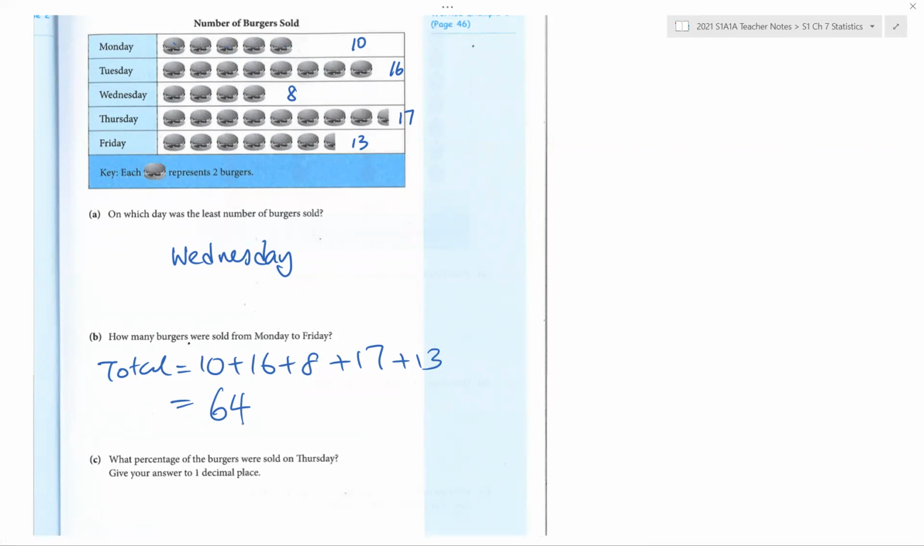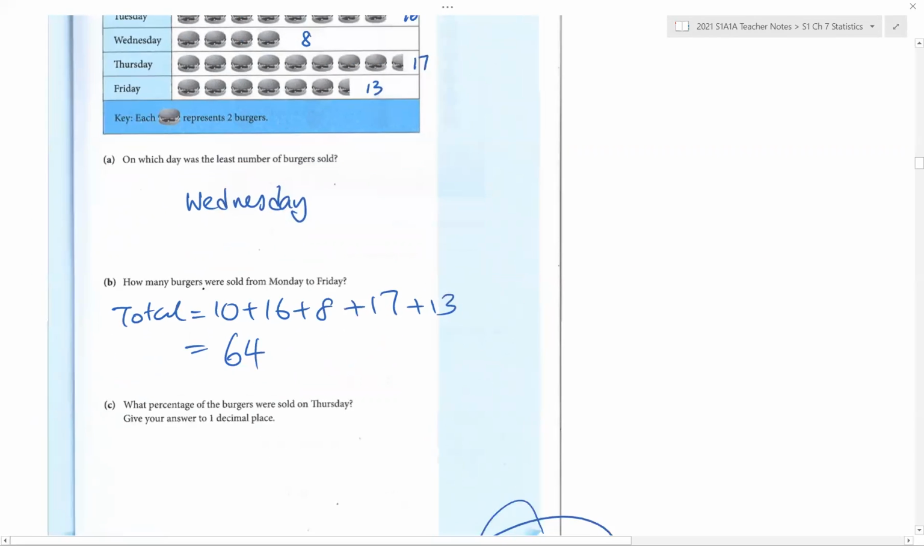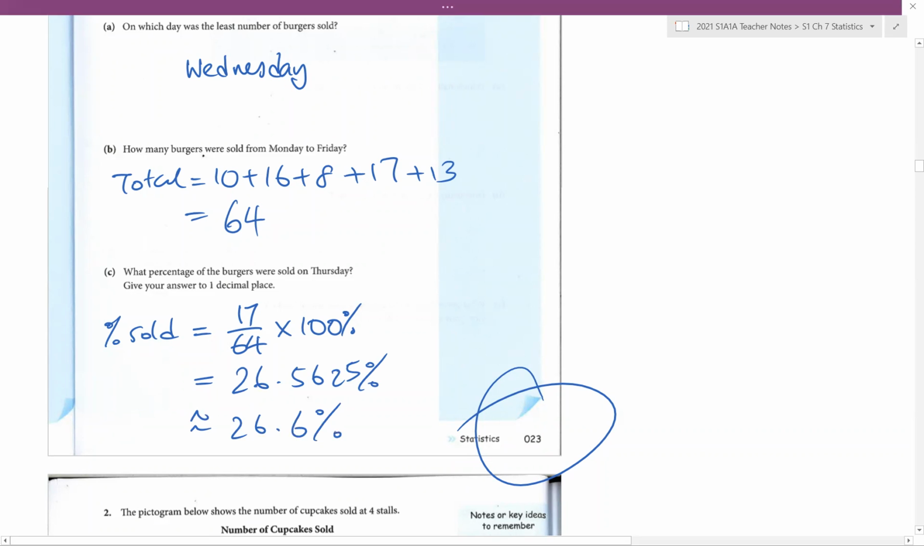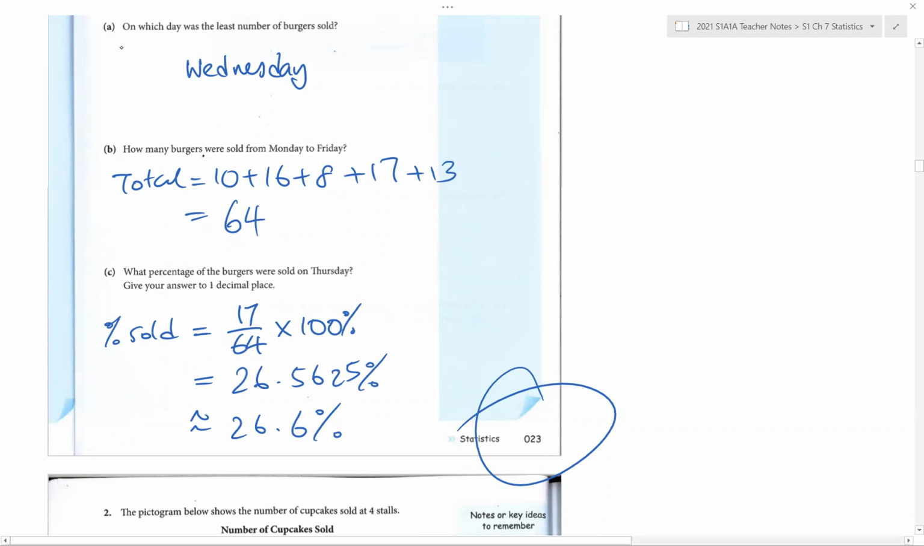So what percentage of the burgers were sold on Thursday? So percentage sold equals to 17 over 64 times 100%. Show me the value. 26.5625%. Round off 26.6%, because they wanted 1 dp. So you will circle this and up arrow.